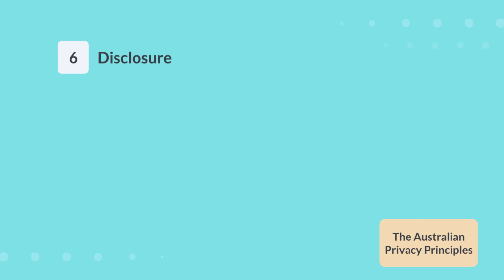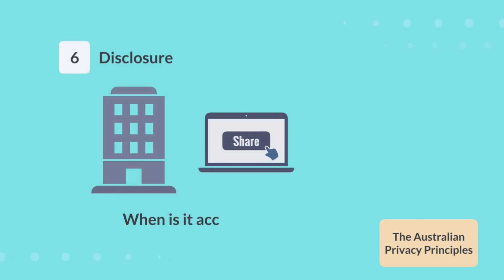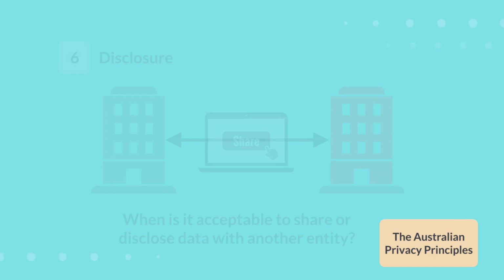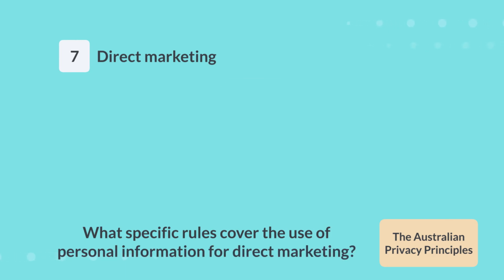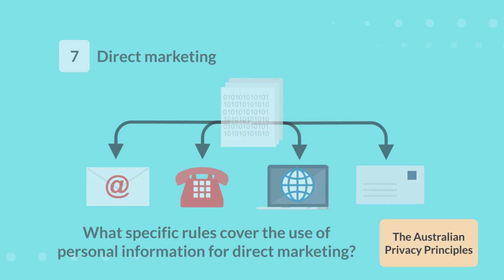Moving on to the use of data, Principle 6 is all about disclosure. In other words, what is acceptable in terms of sharing or disclosing the data with another entity. Principle 7 is specifically about direct marketing, although it's important to recognize that most of the other principles are relevant to direct marketing practices as well, not just Principle 7.